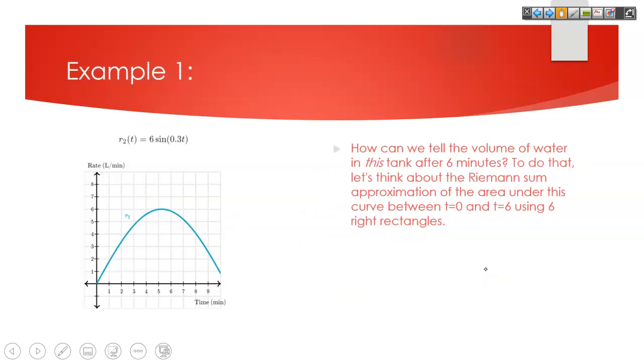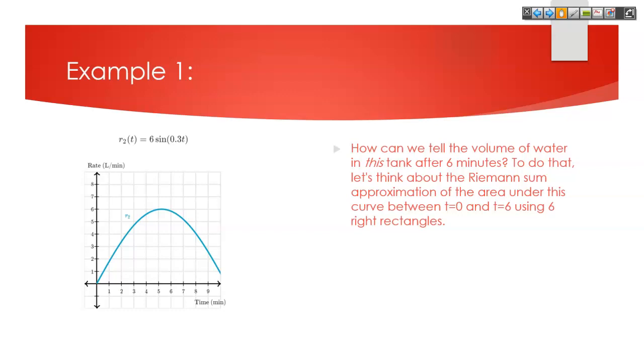So this would be a calculator type problem because it's a 6 sine of 0.3t. Well, 0.3 is not numerically something we know. So this would be a calculator question. It would say, how can we tell the volume of water in this tank after 6 minutes? To do this, let's think about a Riemann sum approximation of the area under the curve between t equals 0 and t equals 6. Using 6 right rectangles.